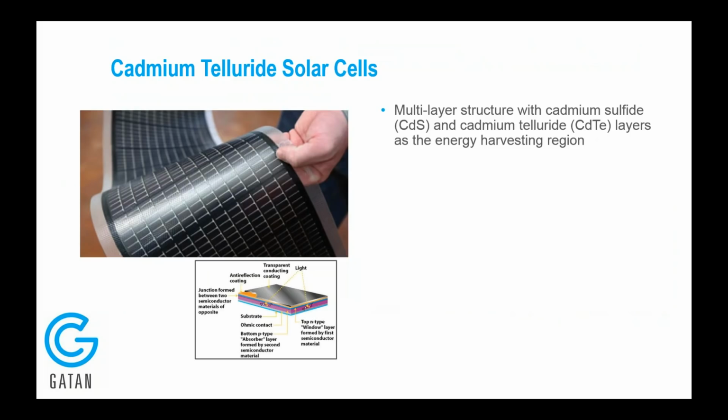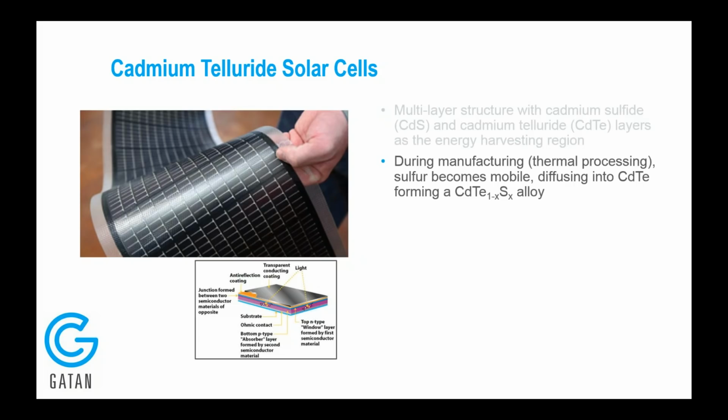So cadmium telluride wasn't chosen out of thin air. It's actually a technologically important material. It's a solar cell material. It's the absorber layer in this cadmium sulphide, cadmium telluride solar cell. These are flexible solar cells that can be printed, very low cost and relatively high efficiency. However, during the manufacturing of these devices, the sulfur becomes mobile, and it diffuses from the cadmium sulphide into the cadmium telluride, forming an alloy.